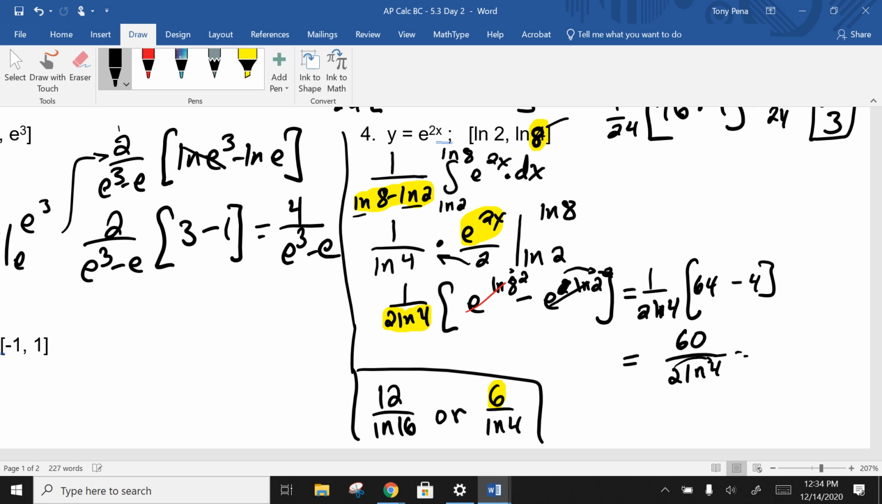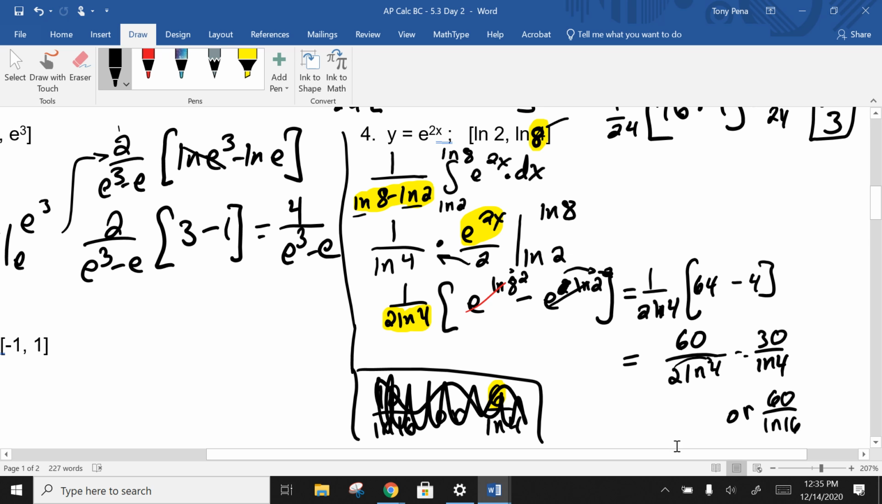Yeah, so let's fix this. Yeah, so we want 60 now. So we would get what, 30 over ln of 4, or we would call that 60 over ln of 16. Right. So let's just pretend that didn't happen there. Let's get rid of those guys. Okay.